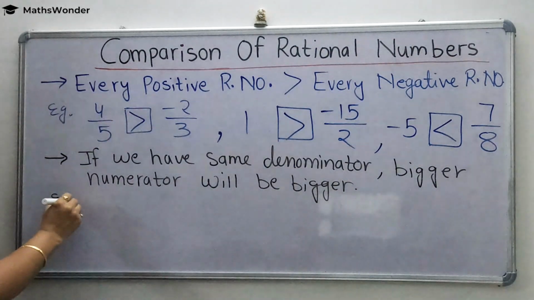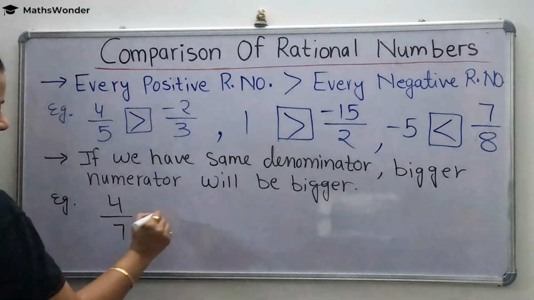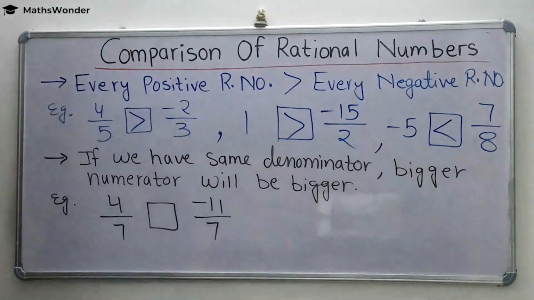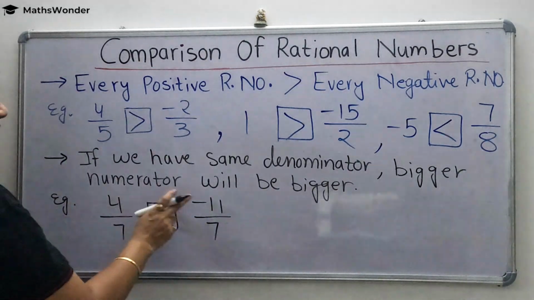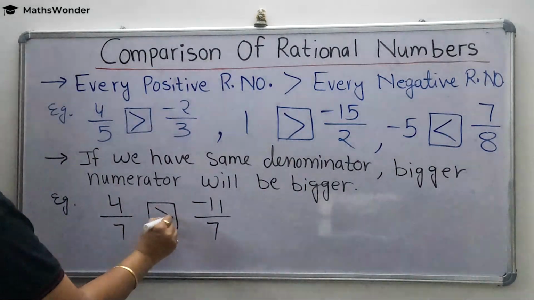For example, 4 over 7 and negative 11 over 7. Now you have already learned integers, because both the denominators are the same, you will check 4 and negative 11. Now you know, in integers, the positive value is always greater than the negative one.